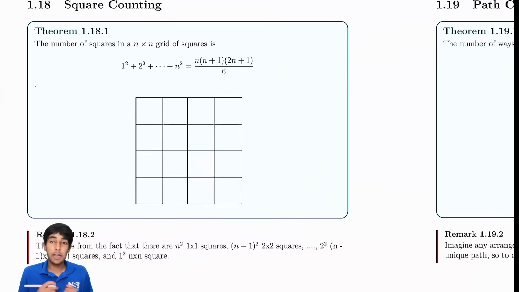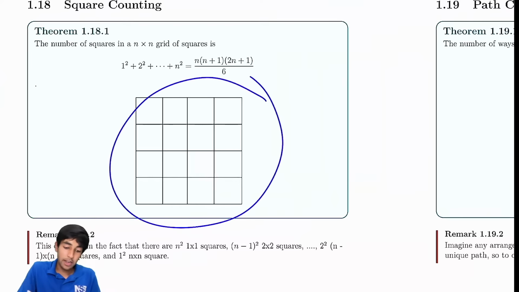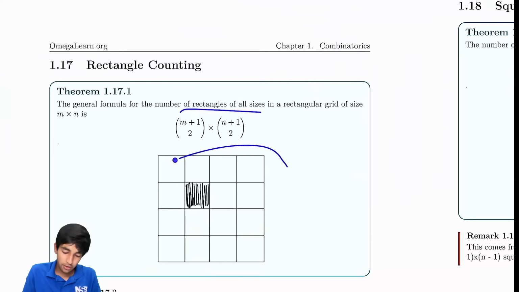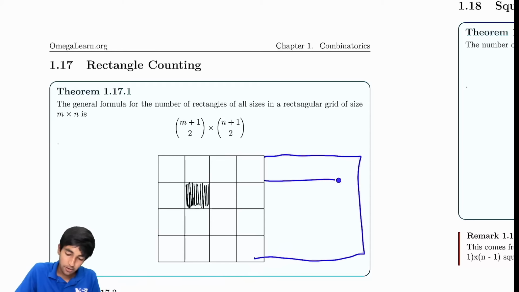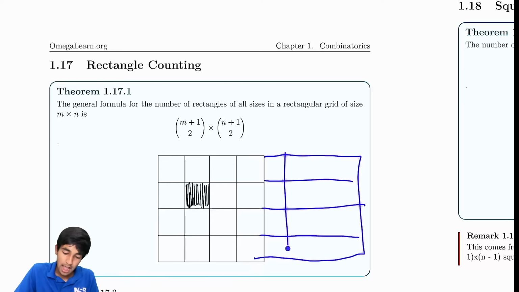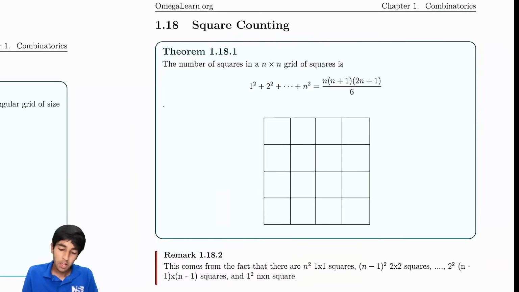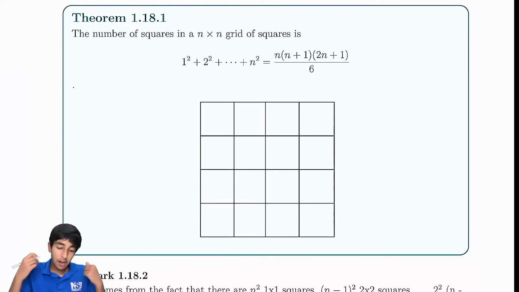Okay, now square counting. This is also quite cool. The number of squares in an n by n square grid, and here it could be any rectangle. I know this is a square, but it could be like 4 by 6 or 4 by 7 or something. It doesn't have to be a square. Okay, so square counting. The number of squares in this n by n grid is just 1 squared plus 2 squared all the way till n squared.